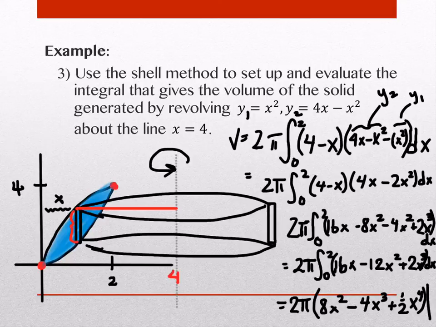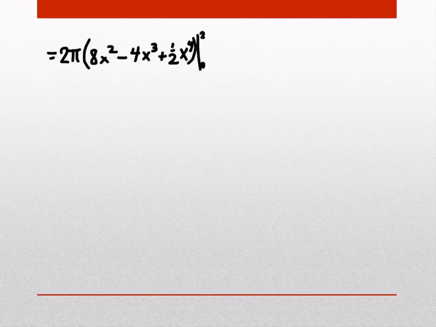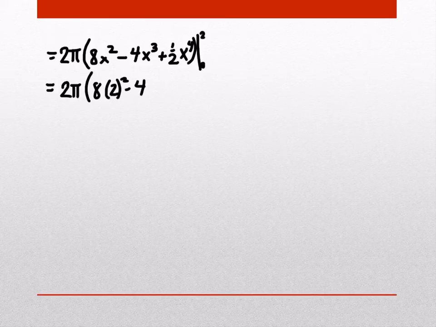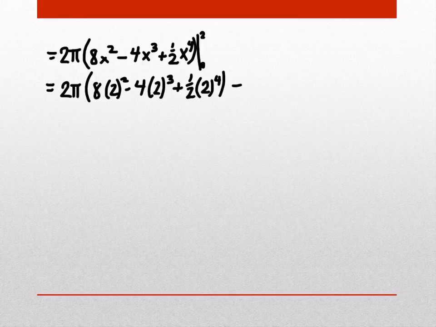And we're evaluating from 4, not 4, was it 2? 2 down to 0. Okay, do I have all the pieces in there right? I think I do. All right, we're going to plug in the 2. So I have 8 times 2 squared minus 4 times 2 cubed plus 1/2 times 2 to the 4th. And what happens when I plug in 0? It's 0 because I'm working with a polynomial.